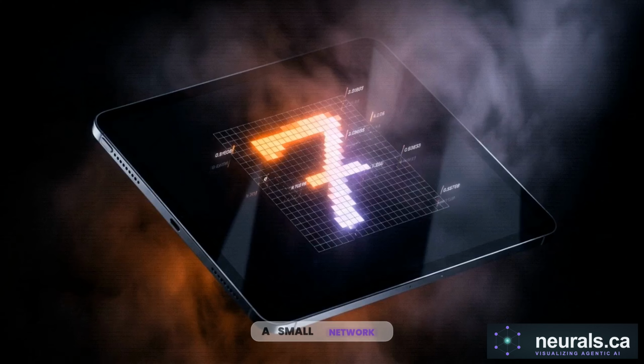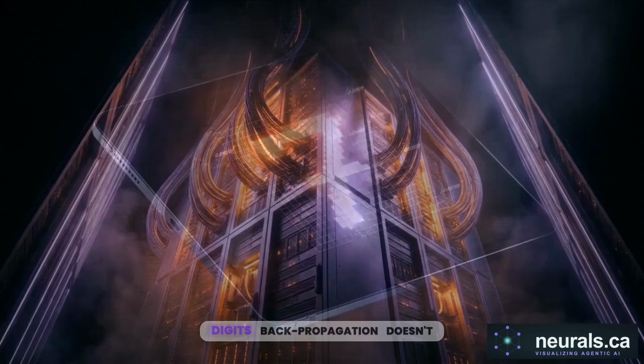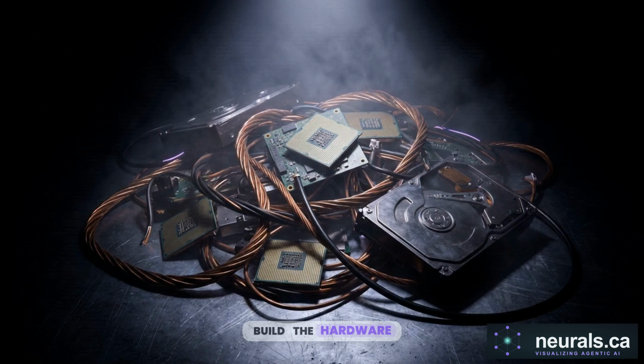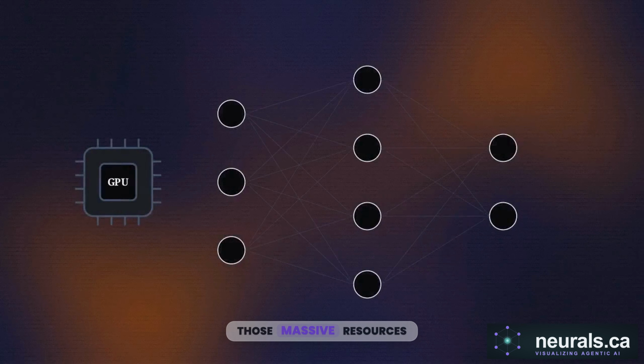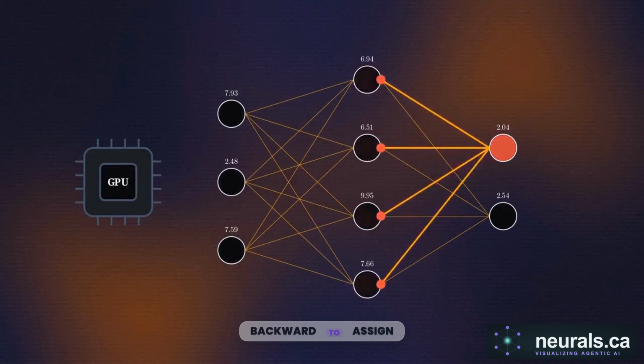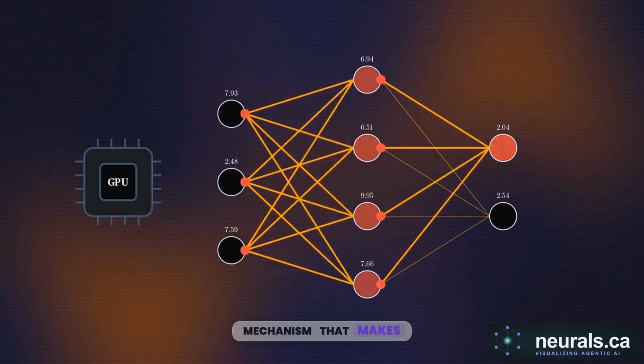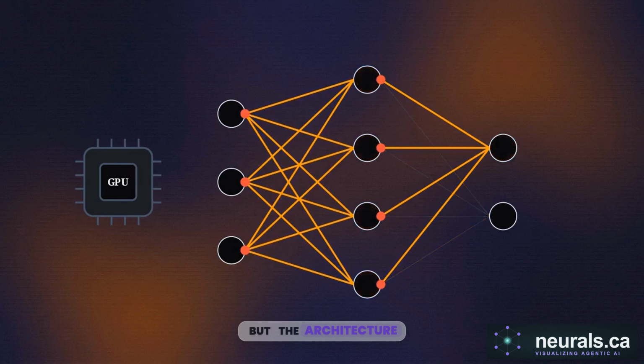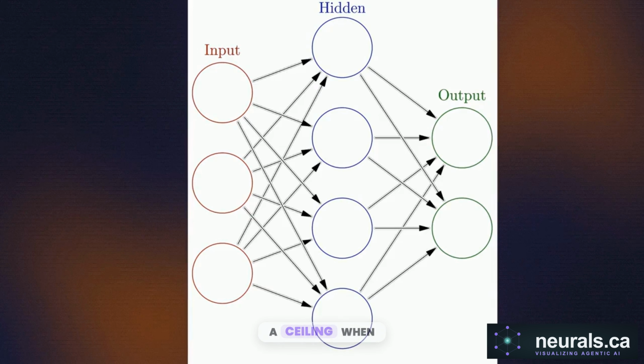If you train a small network to recognize handwritten digits, backpropagation doesn't build the hardware or curate the data, but it is the essential bridge that translates those massive resources into actual weight updates. Pushing errors backward to assign blame is the mechanism that makes deep learning possible. But the architecture of a standard dense network hits a ceiling when processing high-resolution images. Wiring every single input to every single hidden node causes the number of connections to explode into the millions, making the math practically impossible to manage.